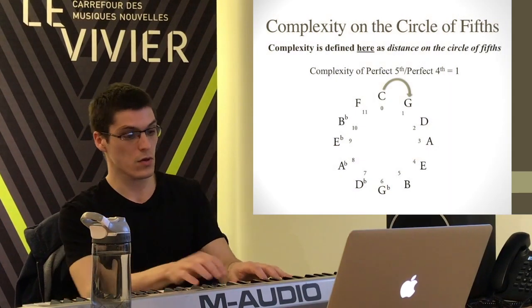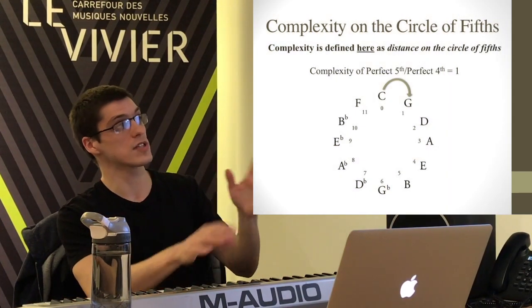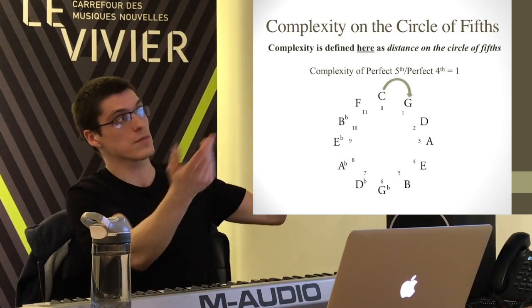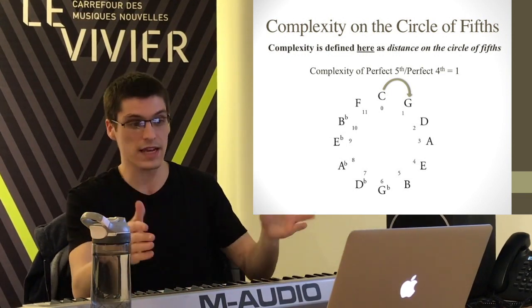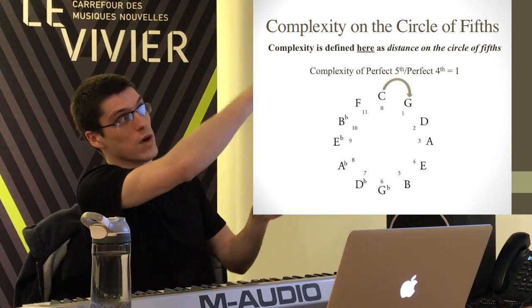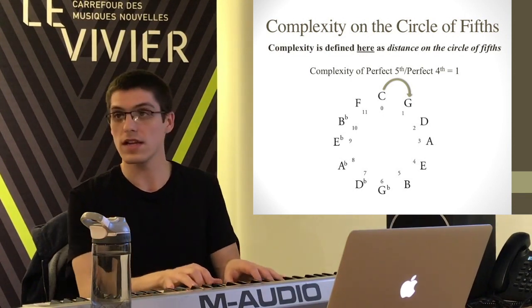I took as a kind of fundamental axiom the idea that when two notes are further apart on the circle of fifths, the resulting sonority is more complex. The closer they are, the simpler the sonority. So I decided I'm just going to make a simple calculation. You literally just count the number of steps between the two notes on the circle of fifths, and that gives you the complexity value of that interval. So C to G, it's just one step away, so it's a complexity of one.